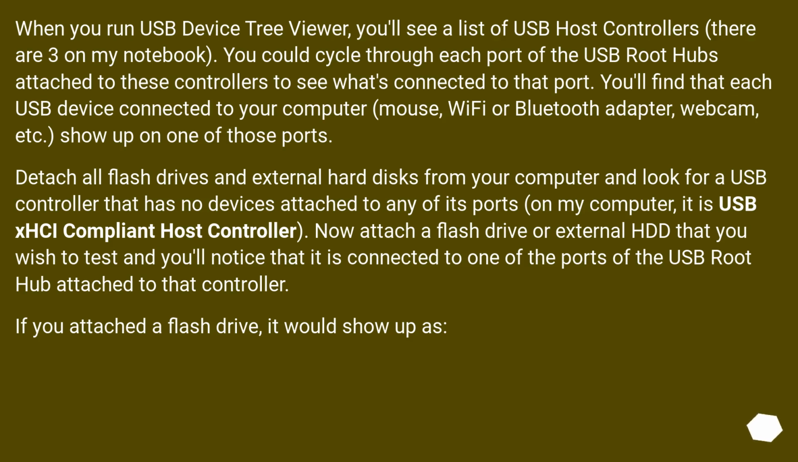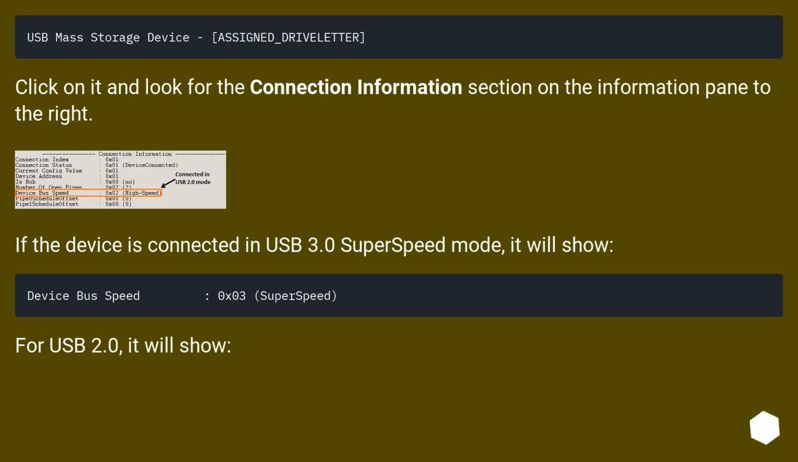On my computer, it is the USB-C compliant host controller. Now attach a flash drive or external HDD that you wish to test, and you'll notice that it is connected to one of the ports of the USB root hub attached to that controller. If you attached a flash drive, it would show up as a device. Click on it and look for the connection information section on the information pane to the right.